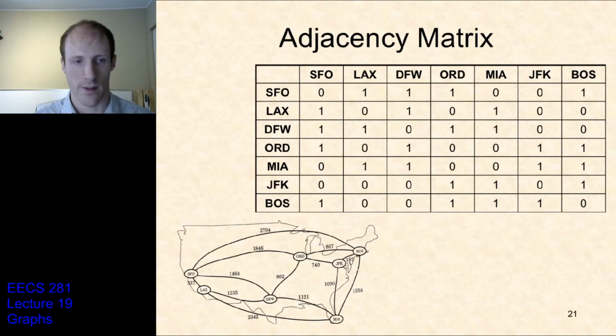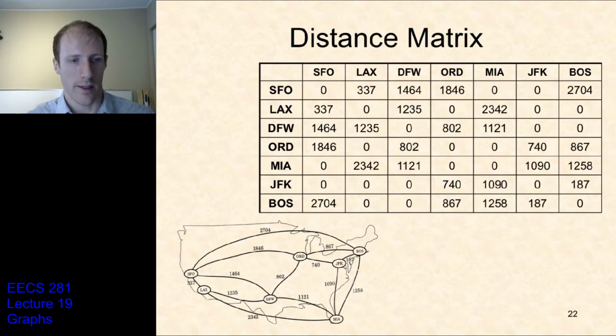Now, this stores adjacency. Adjacency just means, is there a connection between airport A and airport B? We also want to store the distance in a similar fashion. So we can have a distance matrix, which stores the distance, or rather the weight that was on each edge. And so this will let us look up the distance in the same way that we would look up whether an edge exists between any two airports. So that's the adjacency matrix way to represent a graph.